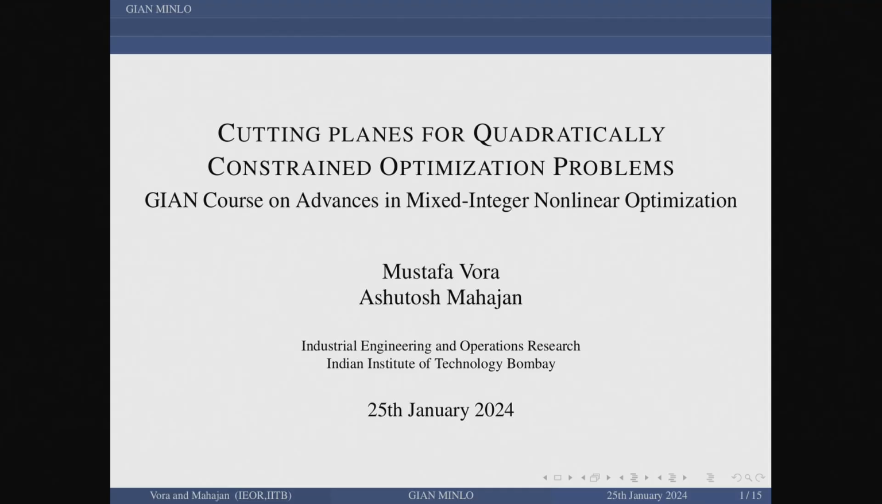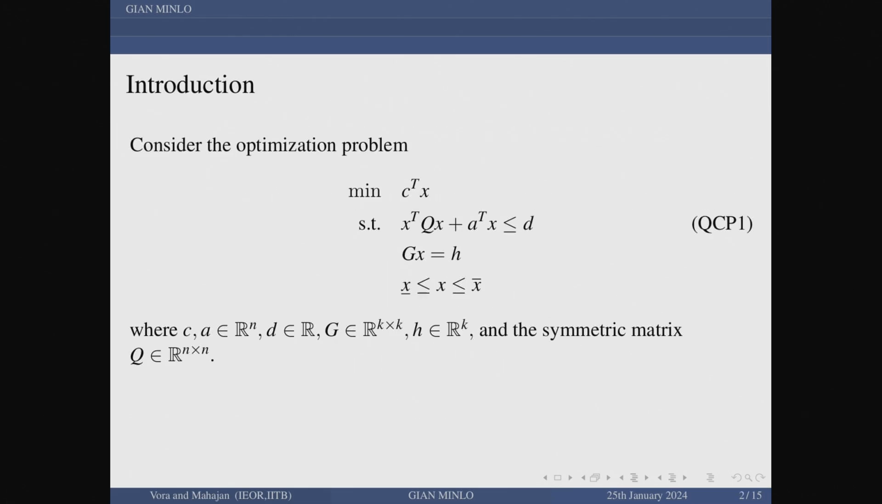So what I am going to talk about today is certain cutting planes that we have generated for quadratically constrained problems. We are looking at this problem. We have a linear objective, a quadratic constraint, some linear equalities, and finite bounds on the variables. And so this is a very general thing.